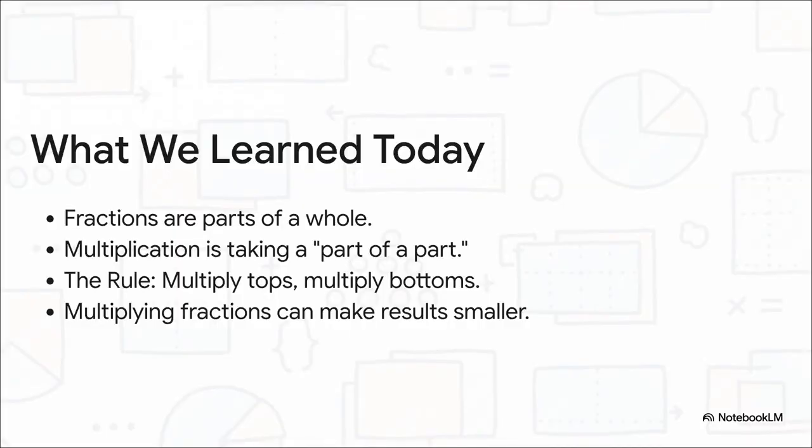So let's just do a super quick rundown of what we've covered. We learned that fractions are really just parts of a whole. Multiplying them just means you're taking a part of a part. We found the one universal rule to solve them all. Multiply the tops, then multiply the bottoms. And we uncovered that cool surprise that sometimes when you multiply, the answer can actually get smaller.